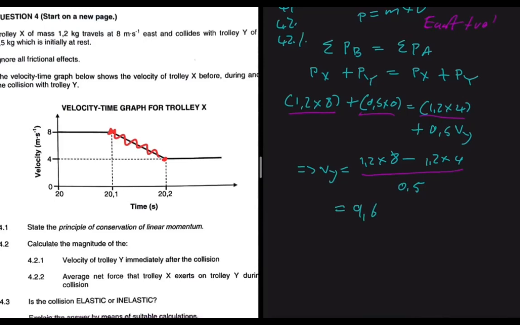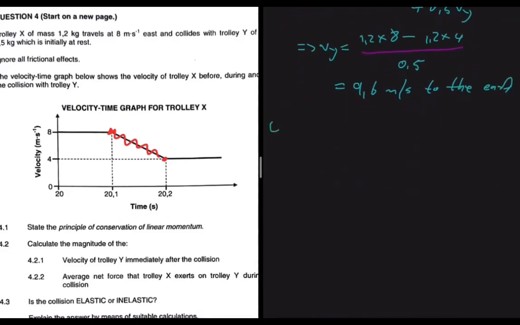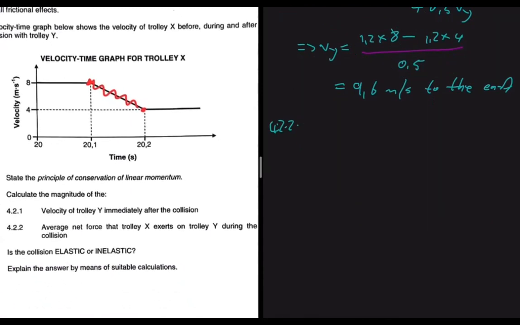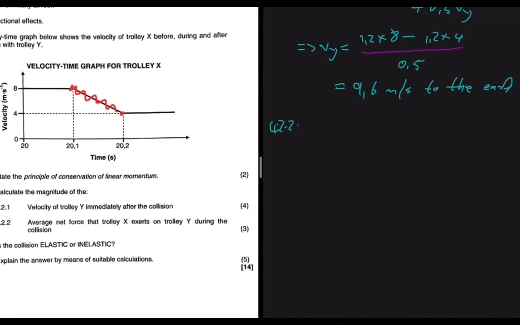9.6, right? We take the direction to the east as positive, so this will be 9.6 meters per second to the east. And now let's do 4.2.2. So 4.2.2 is saying let's find the average net force that trolley X exerts on trolley Y during the collision.